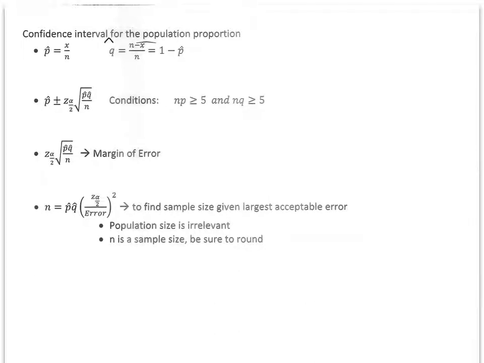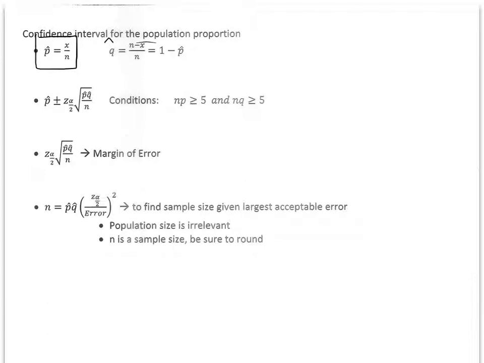So far we spent time looking at the population mean in regards to confidence intervals. But now we're going to look at the population proportion. First thing we're going to look at is the formula on how we get our sample proportion. Well, that's just going to be our x value over n.